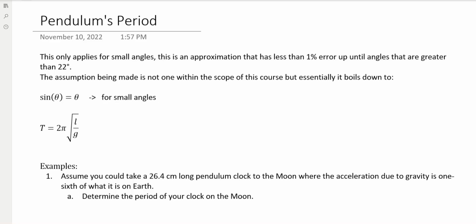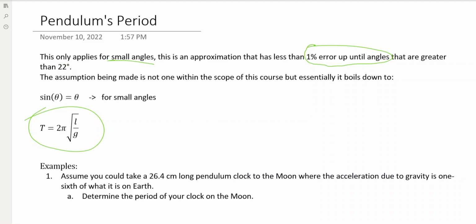Hello and welcome to my video on the pendulum's period. So we have a formula for the period of a pendulum. Before we get into that, it only applies for small angles. This is an approximation, and it's a good approximation. It has less than 1% error up until angles that are greater than 22 degrees.